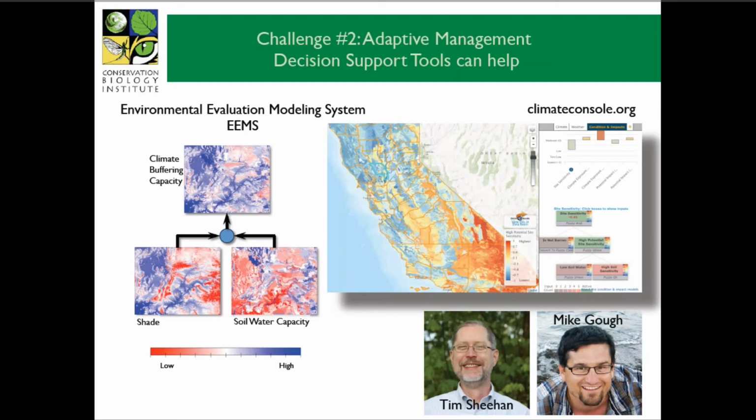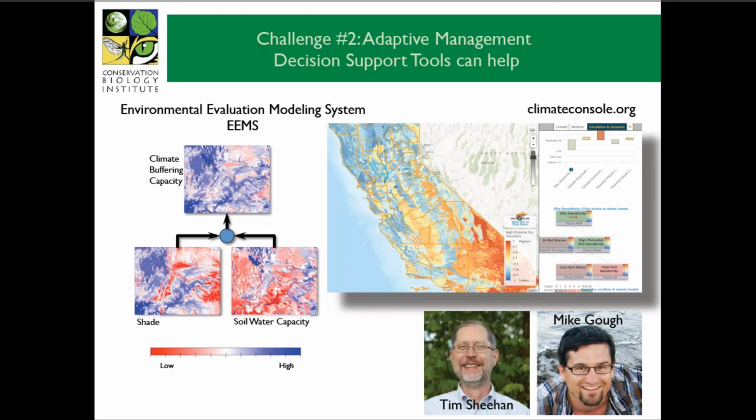So then our second challenge was adaptive management. How do we help managers do adaptive management? And we thought decision support tools can really help. And so this is the environmental evaluation modeling system that Tim Sheehan, who is a PhD student at OSU and also doing fire modeling and decision support tool development at CBI, designed.